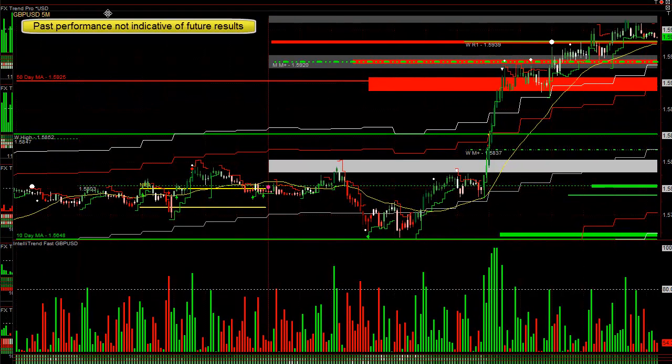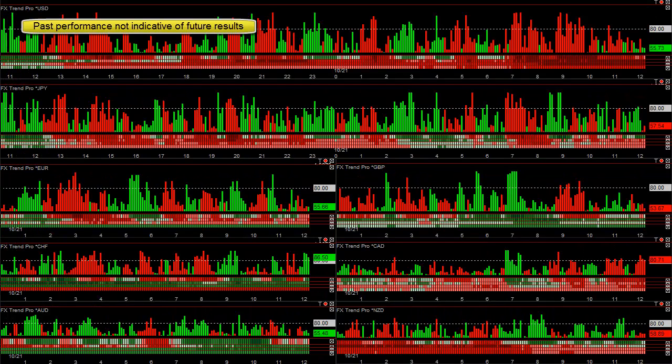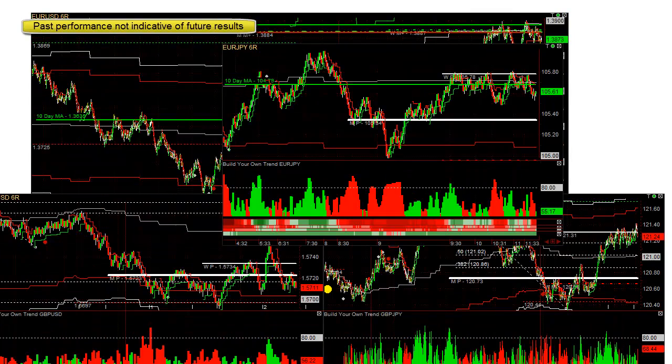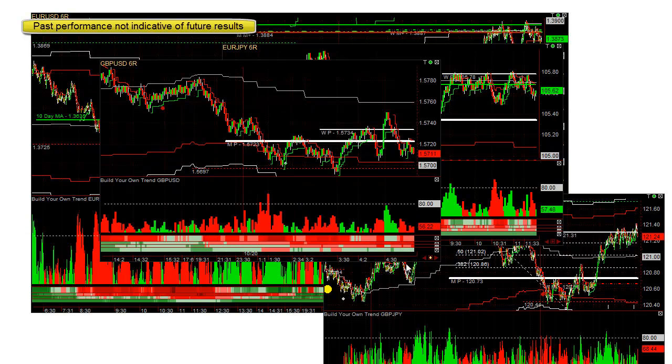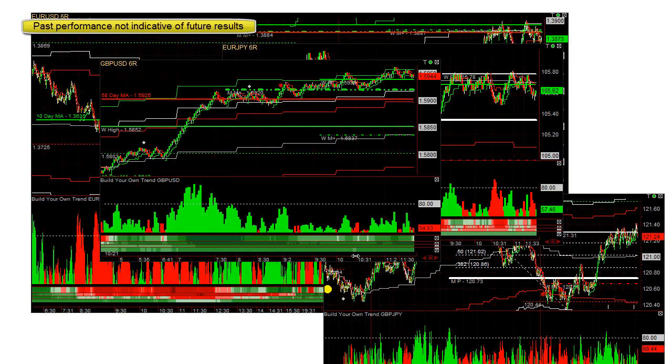Hold on one second. Find the pound dollar here. This is our 6 pips per bar range chart.